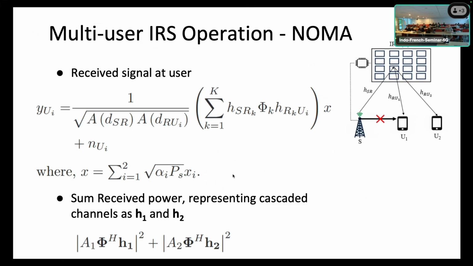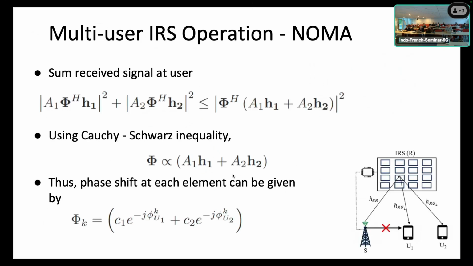So we thought, let us take this sum received power and represent it in this fashion, using the vector sum identity. This sum is less than this, which is basically the triangle inequality. Then, using this, we maximize this.